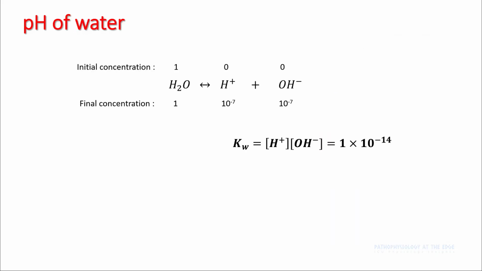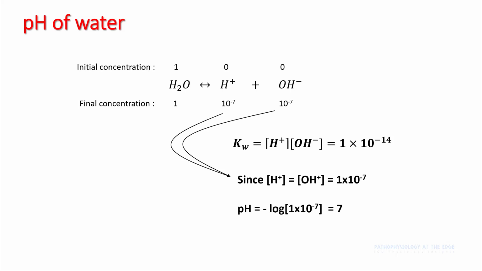Kw is 1 into 10 to the power minus 14. The concentration of hydrogen ion in water will be 10 raised to the power minus 7. So the pH, which will be negative of log of 10 raised to the power minus 7, is equal to 7, and that gives you the pH of water.